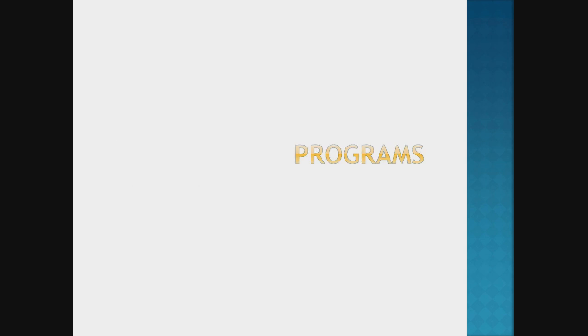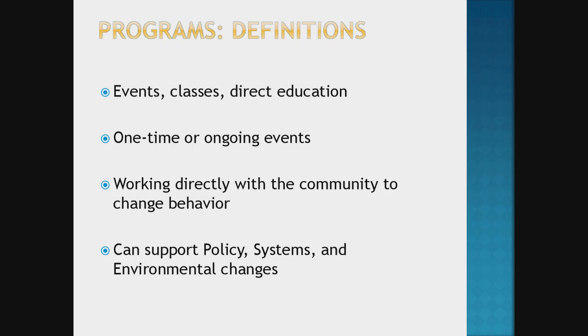So then the fourth type of strategy that you can use are programs. So we're going to explore programs in a little bit more depth. Starting with the definition, programs are things like events, classes, or direct education that involve working directly with the community or individuals to change behavior and knowledge. Things like exercise classes, recycling events, or other one-time or limited run events would be considered a program.